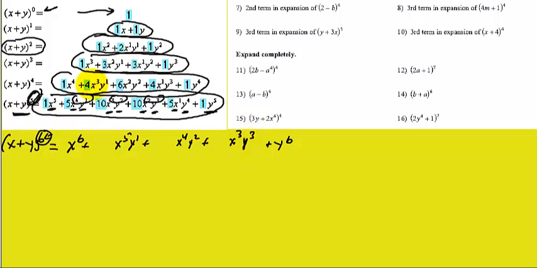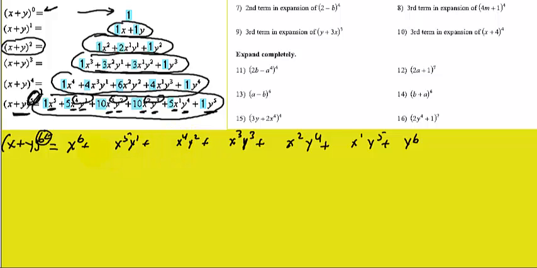X keeps going down. Let me erase this a little bit, create a little bit more space for myself. And then my x is going to go down one more, so x is to the second, y is to the fourth, and then my x is going to go down again, x is to the first, and y is to the fifth, and then finally y is going to be to the sixth, and that's going to be the end. Only thing that's missing is the numbers in the front. That's why I left some space.